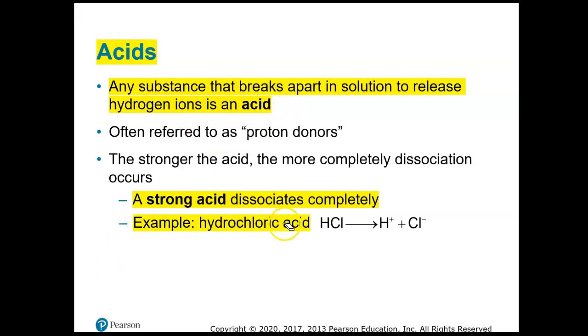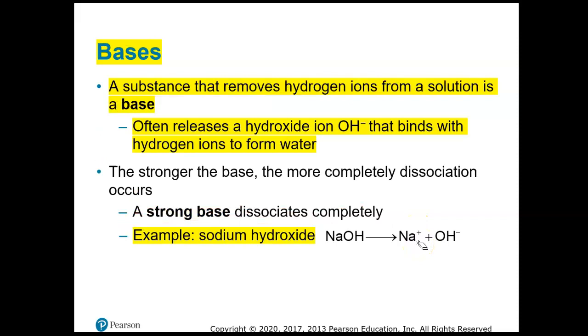It's a strong acid if the components of that acid completely break apart. So hydrochloric acid, for example, every bit of hydrochloric acid that we dissolve in water is going to dissociate into hydrogen ions and chloride ions when it's in the water. So that makes it a strong acid. And then here's a strong base.